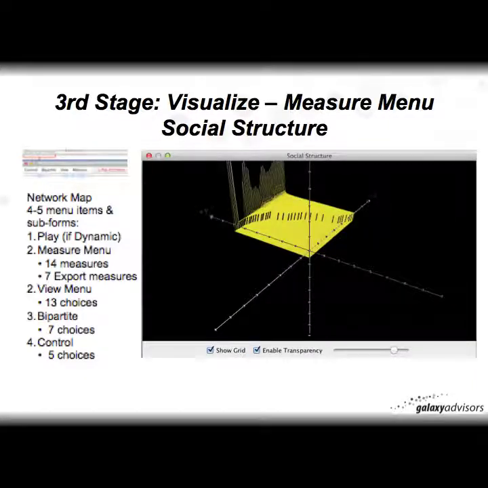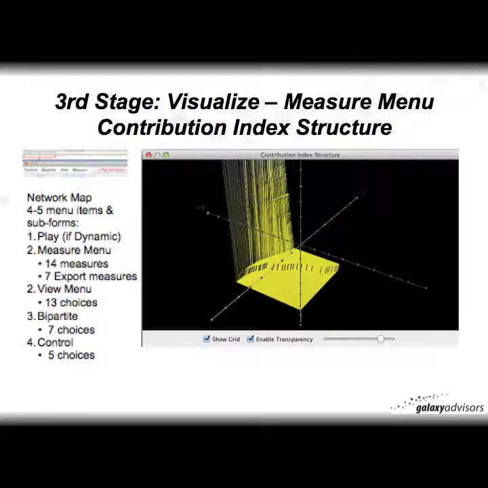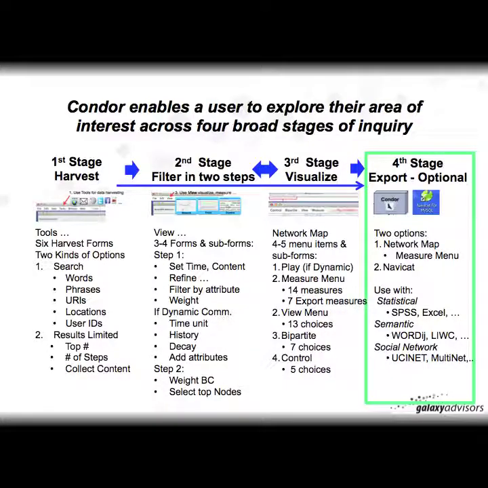Another favorite is the social structure, which is really a combination of time and by intensity, as well as the amount of activity that is going on. You get a contribution index as well. And then you can click on this and you can kind of rotate this in 3 dimensions. So that will really take us now to the fourth stage, the optional, to export it via the network map in the third stage under the measure stage, or use Navicat directly.